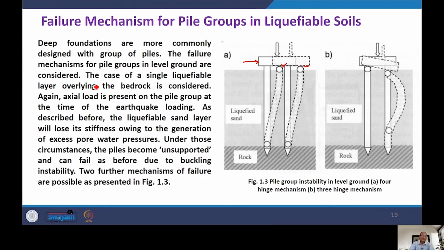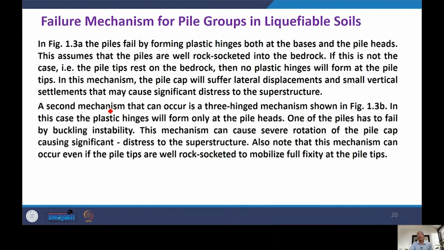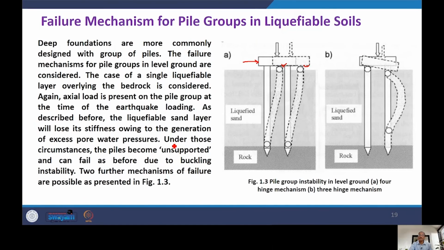So you have a further mechanism of failure as presented in figure 1.3. What is the failure mechanism for pile groups in liquefiable soils? What you can see here is figure 1.3a and 1.3b.